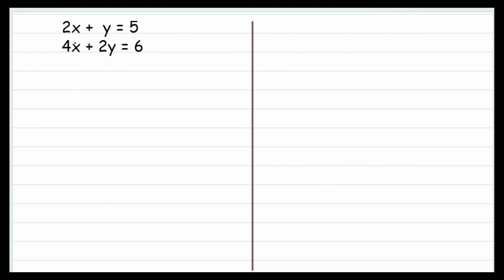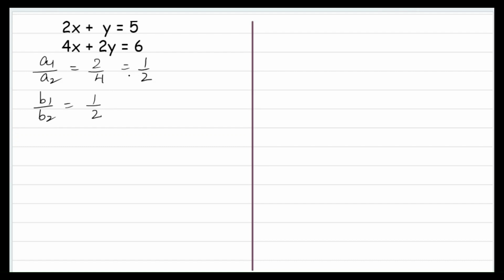Let's explore the second possibility. 2x plus y equals 5, 4x plus 2y equals 6. Let's compare the ratios. A1 over A2 is the ratio of the coefficients of x, so 2 over 4, which is 1 over 2. B1 over B2, the ratio of the coefficients of y, is 1 over 2. Okay, so the two ratios are equal.